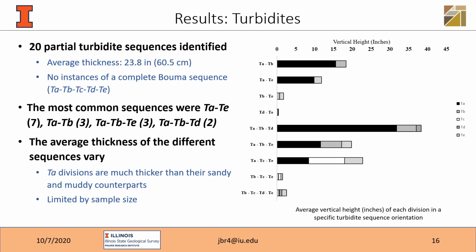Using the method just described, I was able to identify 20 instances of turbidites in the core. None of these sequences contain the full idealized turbidite model proposed by Dr. Bouma. Not only was there no complete sequence, but the most commonly found sequence had the orientation TA to TE, a seamless transition from a massive sandstone to a mudstone cap with nothing between. All the end members were measured, and the average height of each internal division in each sequence is shown. Perhaps most interesting is how specific divisions, say TB, may have a different average height in different sequences.